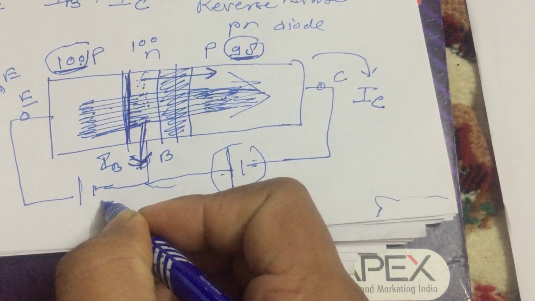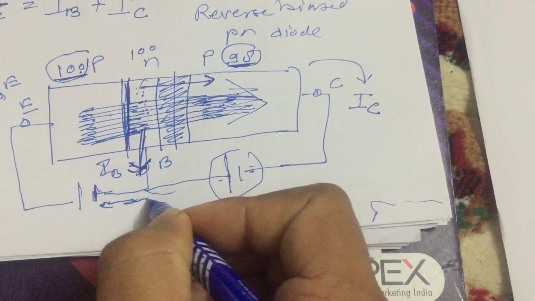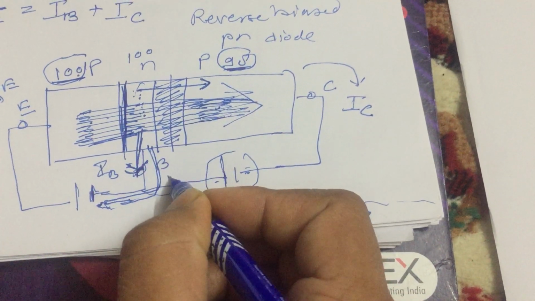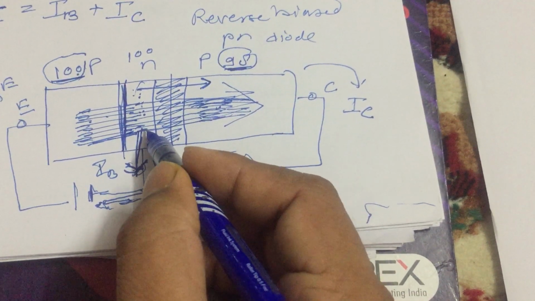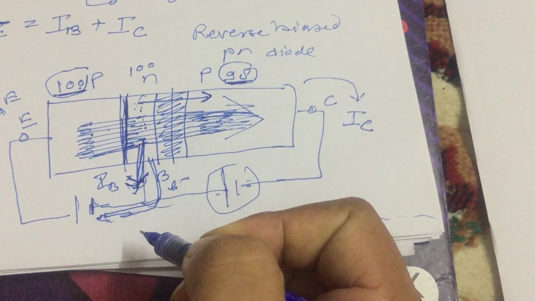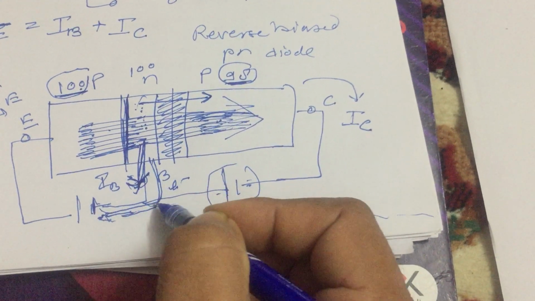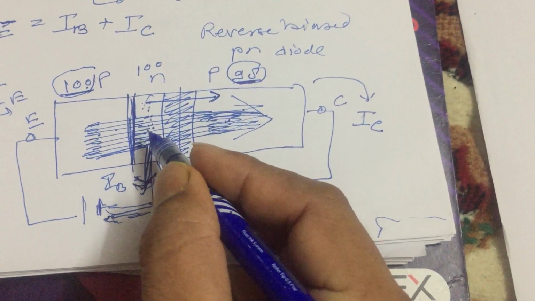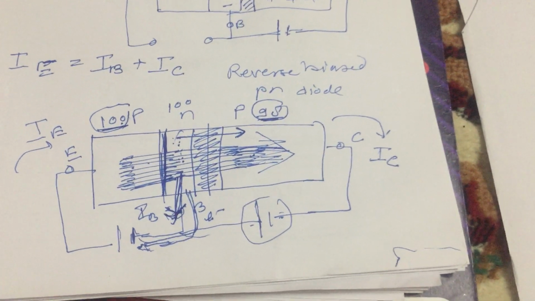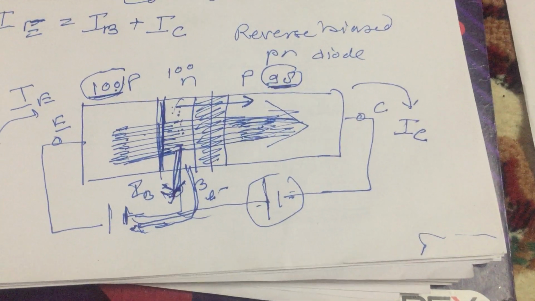Then this battery's negative terminal will provide the two electrons to the base. The electrons will move from here to the base region, and we can say current is flowing from base downward. How many electrons this battery gives is proportional to the current flowing in the reverse direction. So the source of this base current is the deficiency of electrons inside the base region.